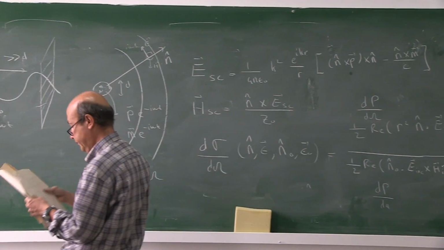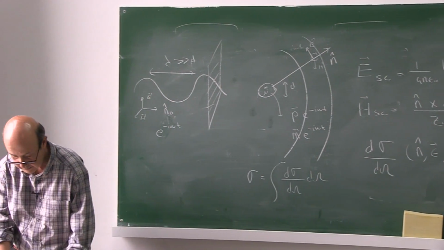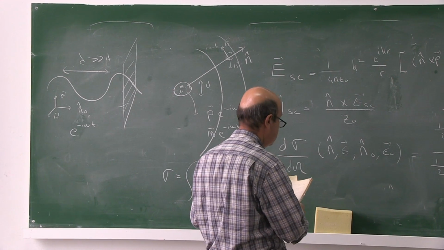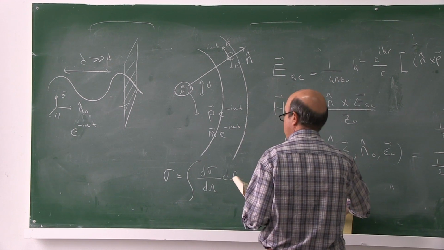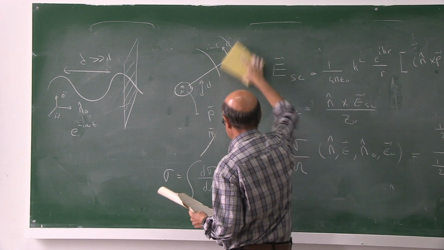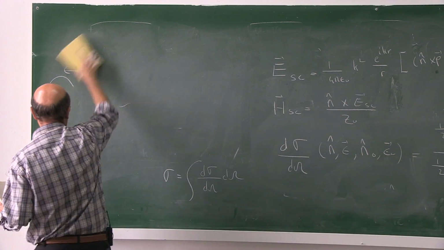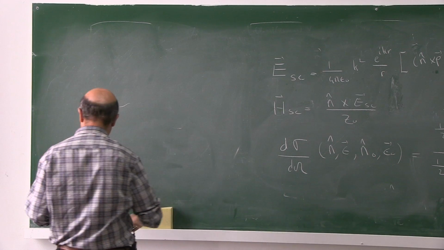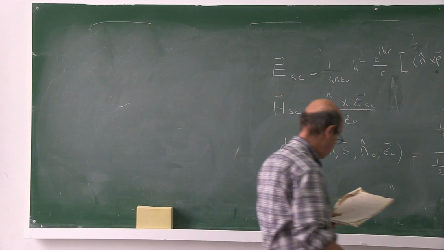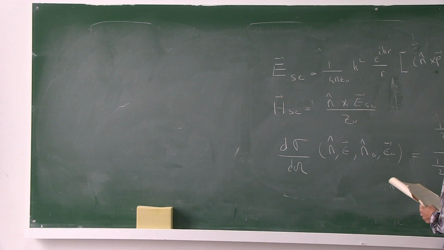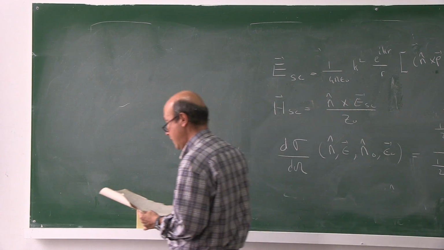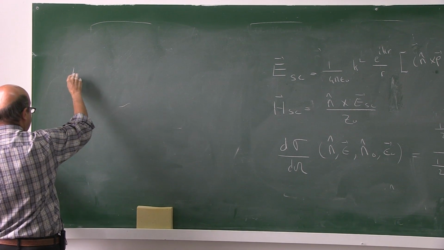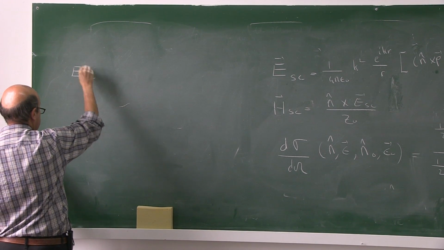So maybe I can write this in a more elegant form. Now, let me calculate this term, for example. Write it down. What is the E incident?